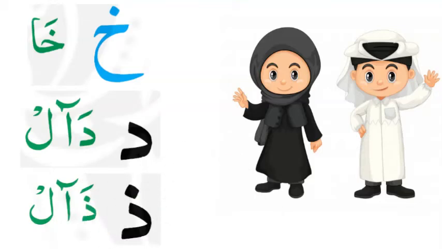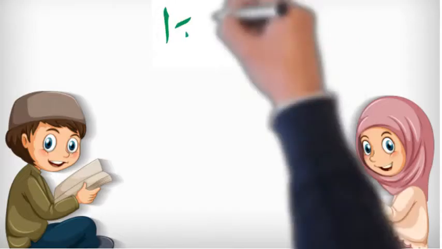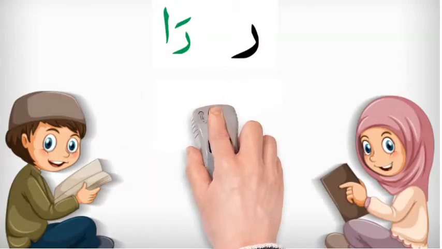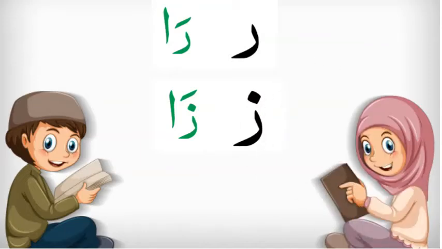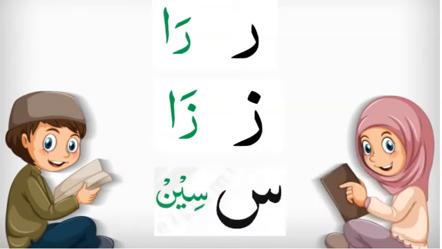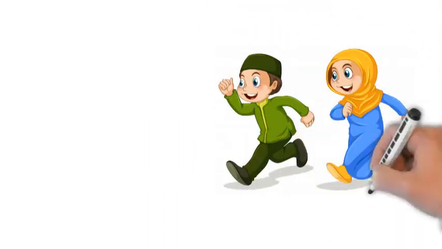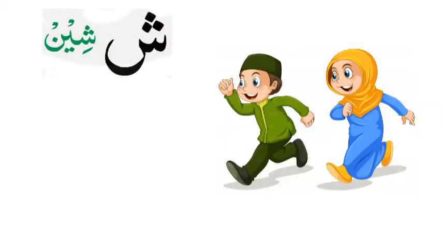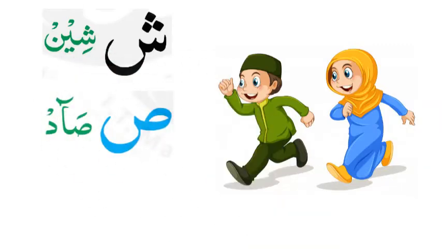Dal, Dhal, Ra, Za, Sin, Shin, Sad, thicker wise. This letter is included in the huruf musta'aliya, letters of musta'aliya, so thicker wise.